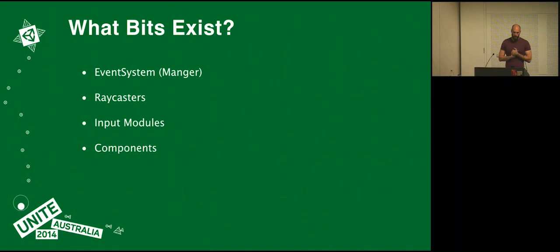The next one we have is input modules. Now the input modules are essentially the platform-specific or the input type-specific input into the event system. And this is where all of the business logic occurs, such as handling mouse overs and mouse outs and that kind of thing. And we'll have a look at that in a moment. And the fourth one is the components, which I mentioned earlier, such as the interaction components, the drawing components, and so on.